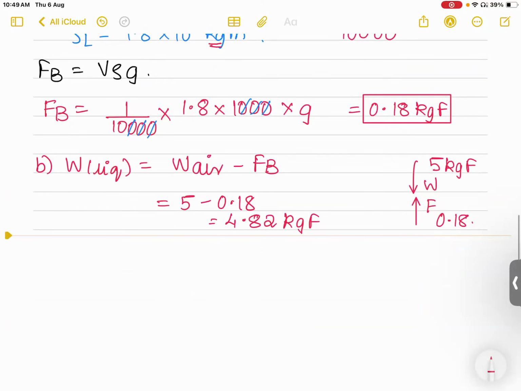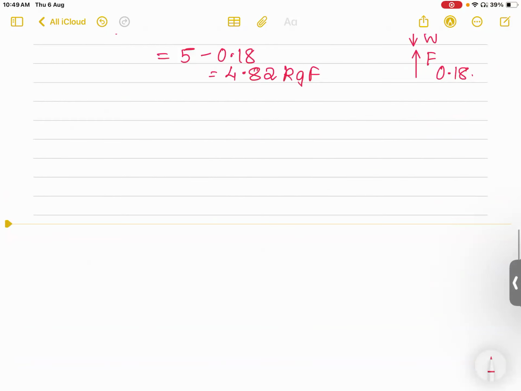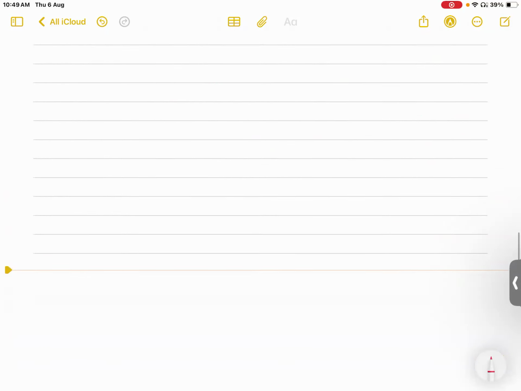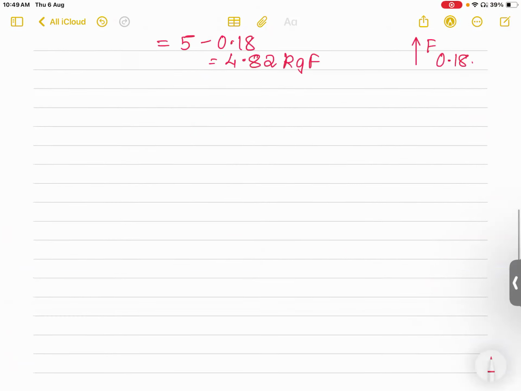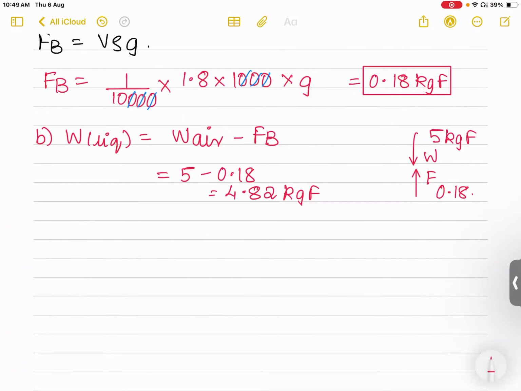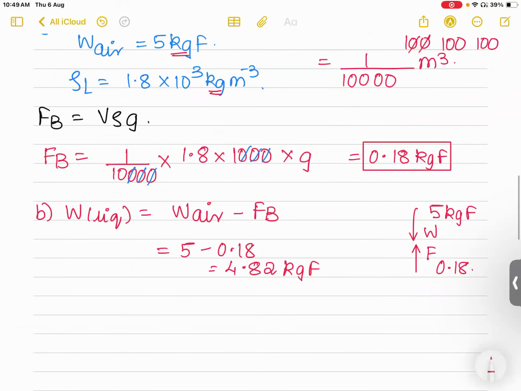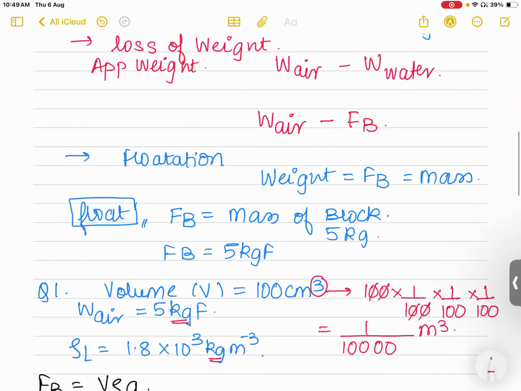I hope I have made myself very clear, students. The questions are much easier. You don't have to stress more on formulas and all that. You need to stress more on understanding the concept. Okay, let us take the second question, students.